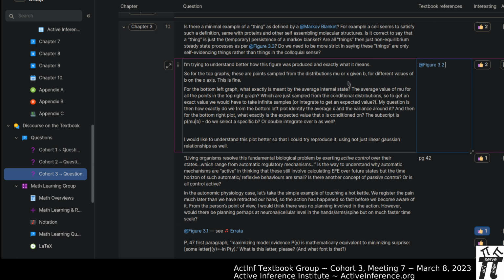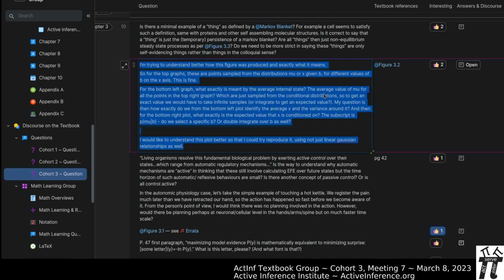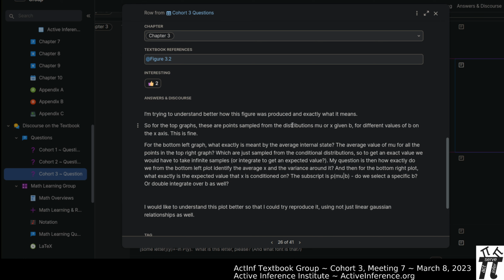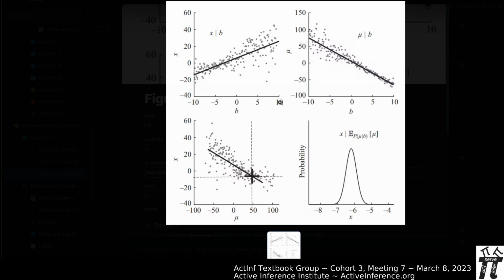Any other general comments? Otherwise, we can just start with this 3.2. All right. So figure 3.2.